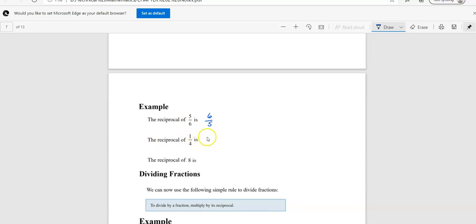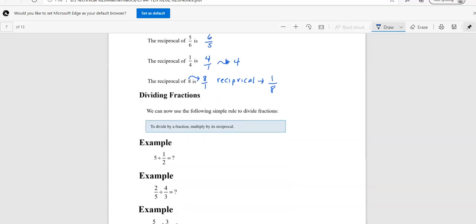The reciprocal of 1/4 is 4 over 1. And most people would just say that that is 4 divided by 1, which is just 4. Okay. The reciprocal of 8, well, 8 looks like it's not a fraction, right? So to get the reciprocal, we would write 8 as 8 over 1. And the reciprocal of that, if I flip it, is going to be 1 over 8. Okay, so that's how you write a reciprocal.